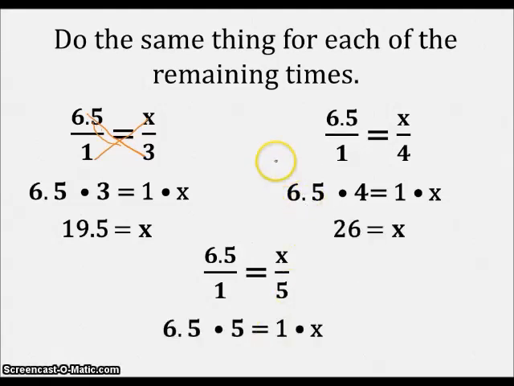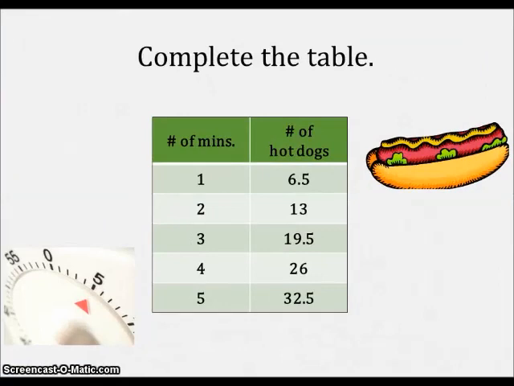We're going to cross multiply. We're going to do this here and this here. We're going to do this here and this here. We're going to multiply those numbers. We're going to cross multiply, and our answers come up like that. So we plug those answers back into our table. Here's 3 through 5. Those are the answers that we came up with. And we can see that Sally can eat 32.5 hot dogs in 5 minutes.